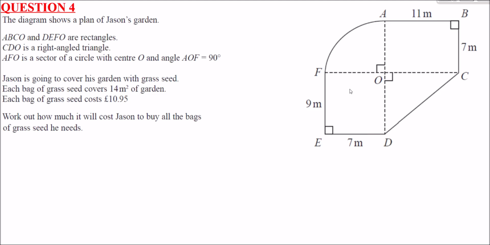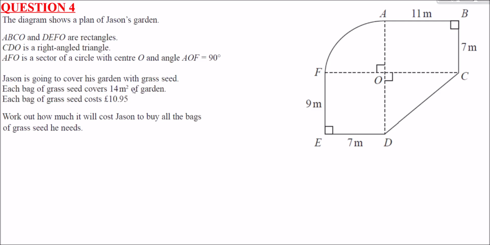So we've got two rectangles here and here, and a right angle triangle there, and importantly, AFO, from A to F to O, this here, is a sector of a circle with centre O and angle AOF equals 90 degrees. The question goes on to explain he's going to cover his garden with grass seed. Each bag of grass seed covers 14 square metres.